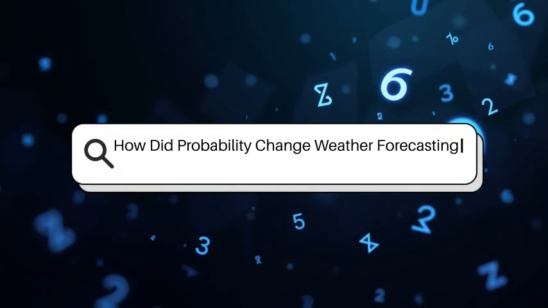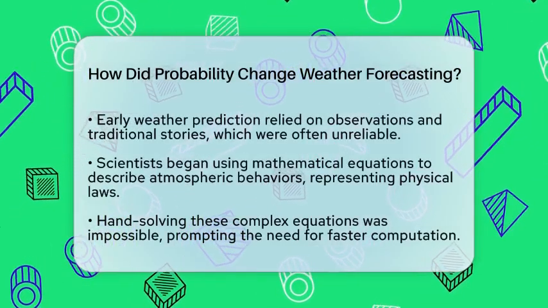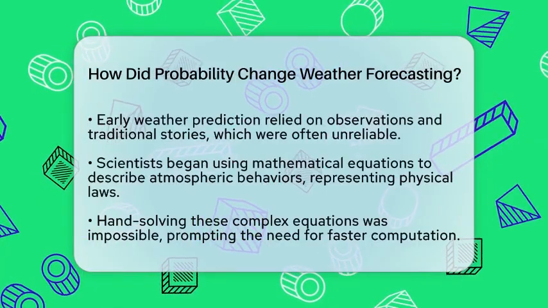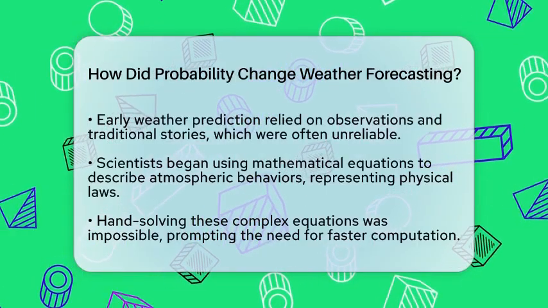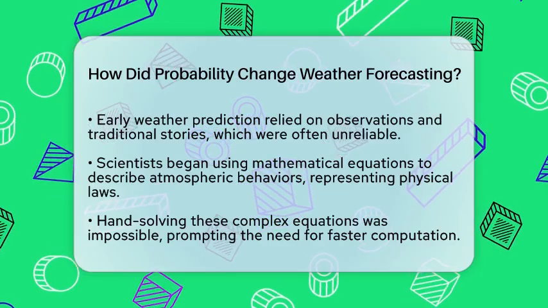How did probability change weather forecasting? Imagine trying to predict the weather with just guesswork or simple rules. It would be like trying to hit a moving target blindfolded. That's where probability changed everything.